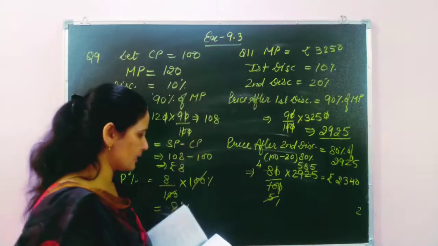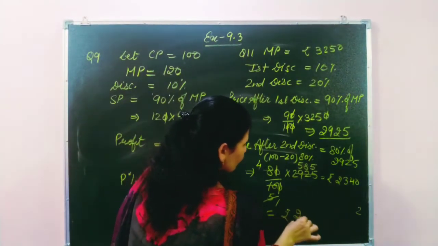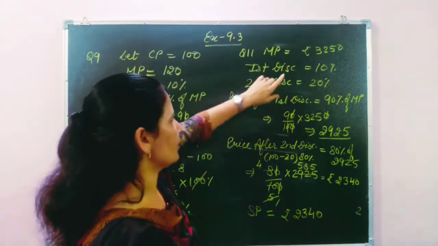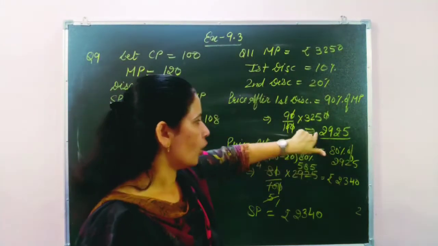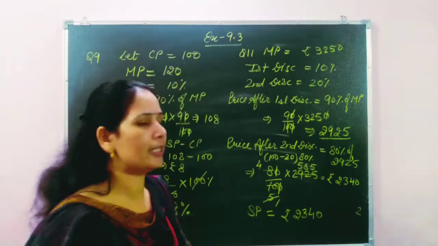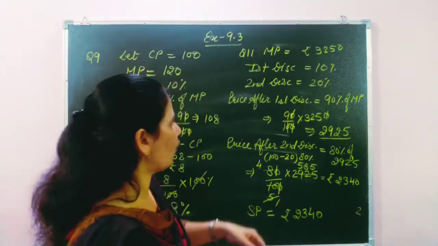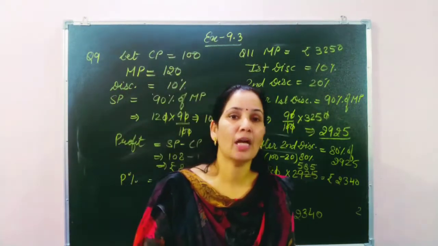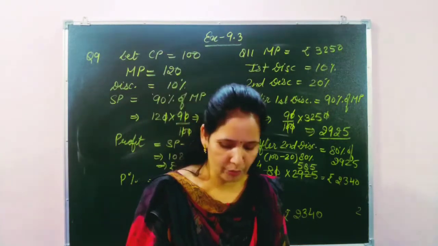So the final price paid for that sari is rupees 2340. Understood students? How do we find it? First we calculate the first discount. On the price we get after the discount, we calculate the second discount, and then we get the final price paid by the customer for that sari. What we have applied here is successive discount. Whenever we apply one discount after another, that is called successive discount. Okay students?